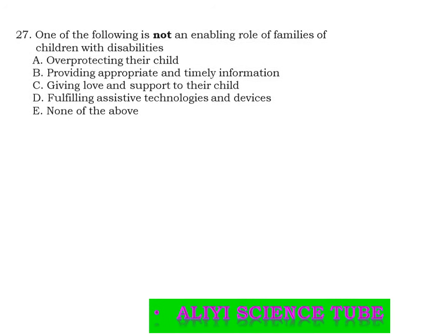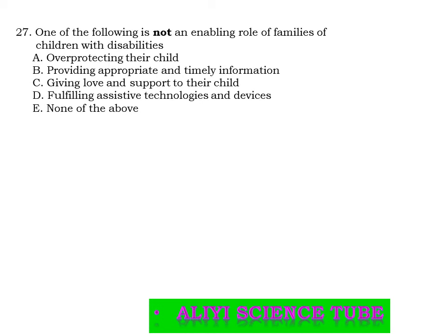Question 27. One of the following is not an enabling role of families of children with disability. A. Overprotecting their child. It is right. B. Providing appropriate and timely information. It is also correct. C. Giving love and support for their child. It is also correct. D. Fulfilling assistive technologies and devices. It is also correct. E. None of the above. So the answer is E, none of the above.